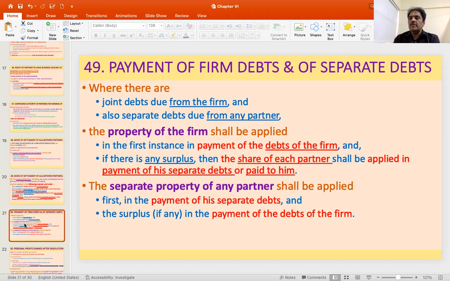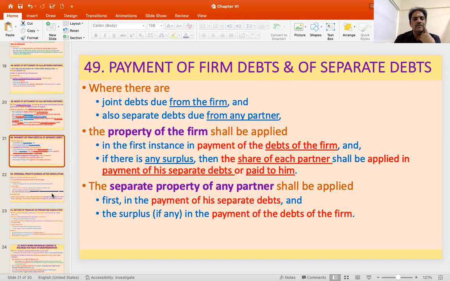And in which instance will you bring the partner to be contributing this also for the firm? If the partnership does not have enough assets to cover the debts, in which case the private property also, whatever money is there after clearing the debts, will have to be contributed for payment of the debts of the firm.